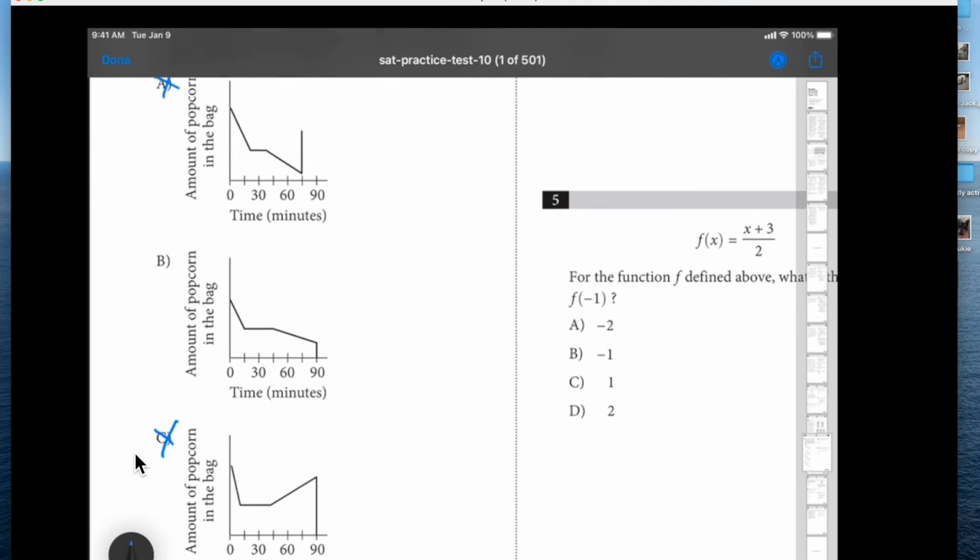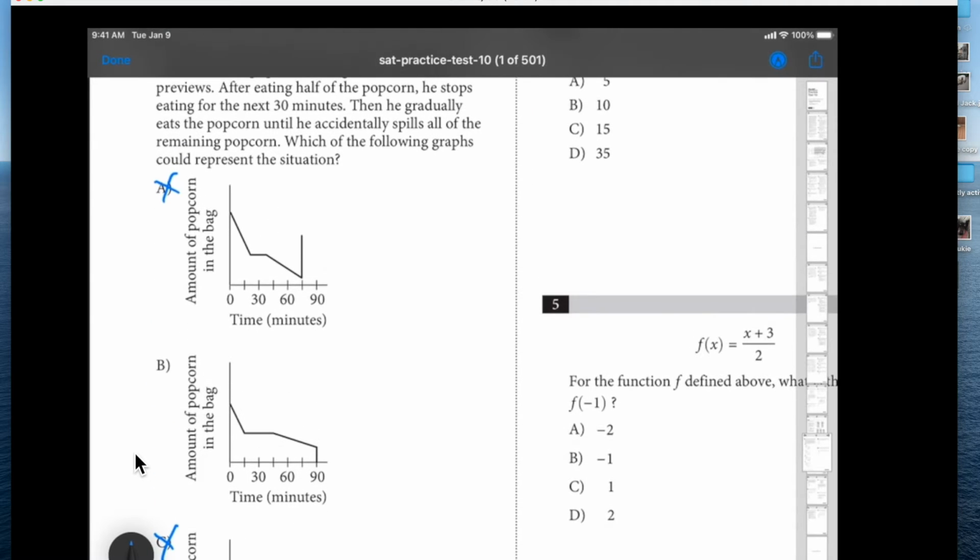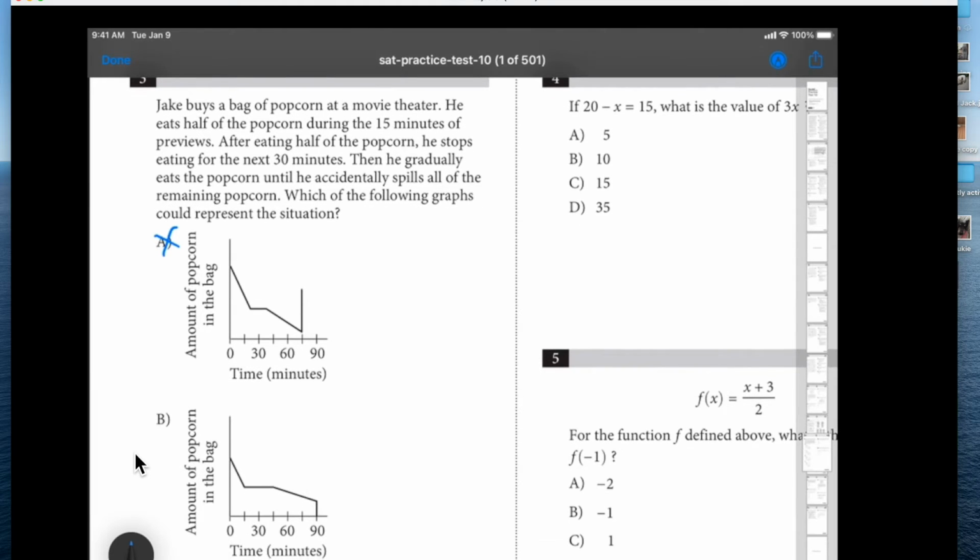So the choice has to be B. All right, so it's just that quick. Now let's just double check to make sure that we didn't do anything wrong.